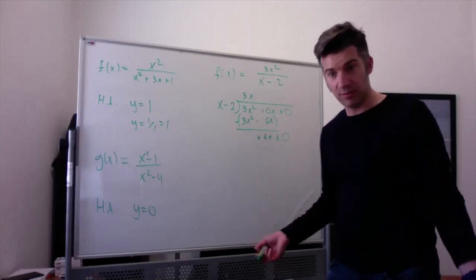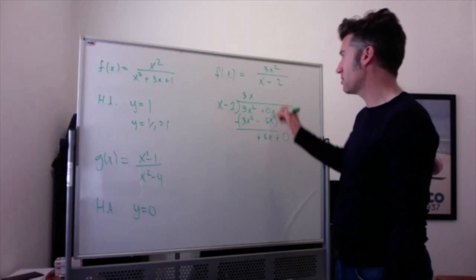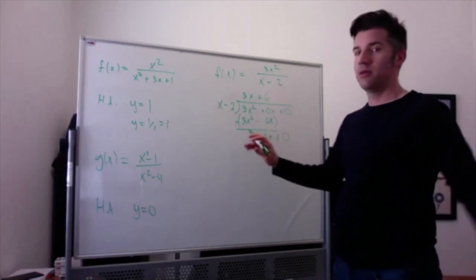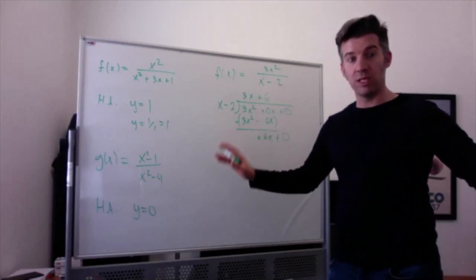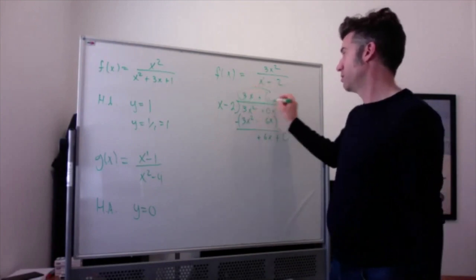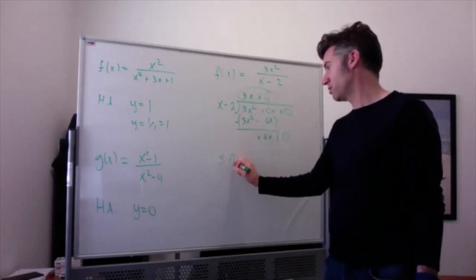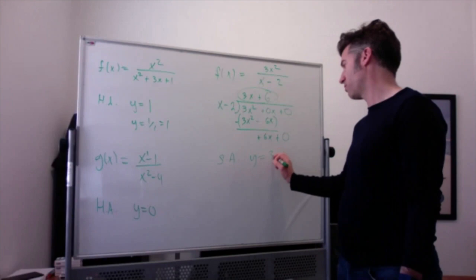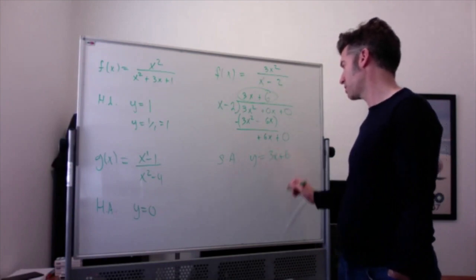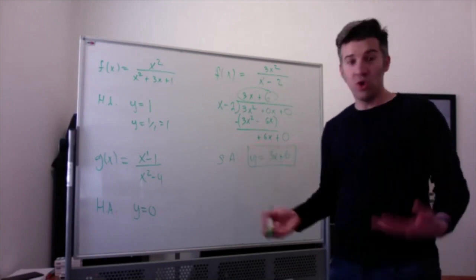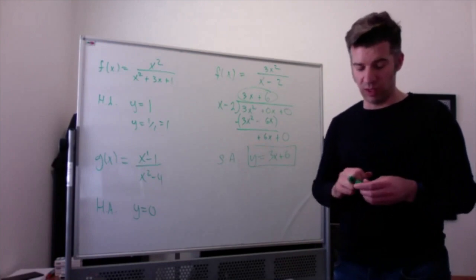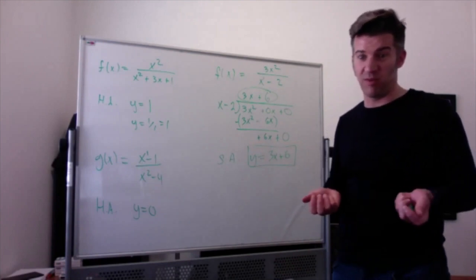Repeat the process. What do you multiply x by to get 6x? Oh, it's 6. We're done. We don't continue the process. Our slant asymptote is y equals 3x plus 6. You could continue the process, but there's nothing else to really be gained if you're going to be graphing it.